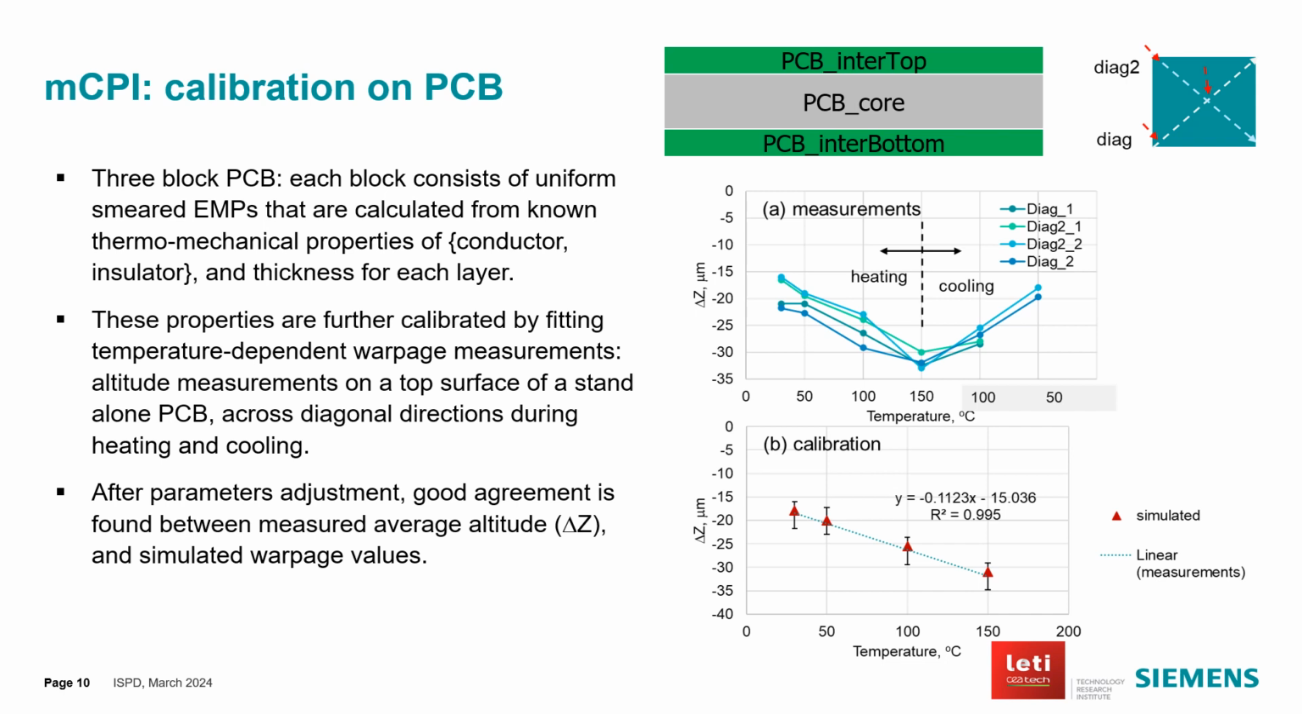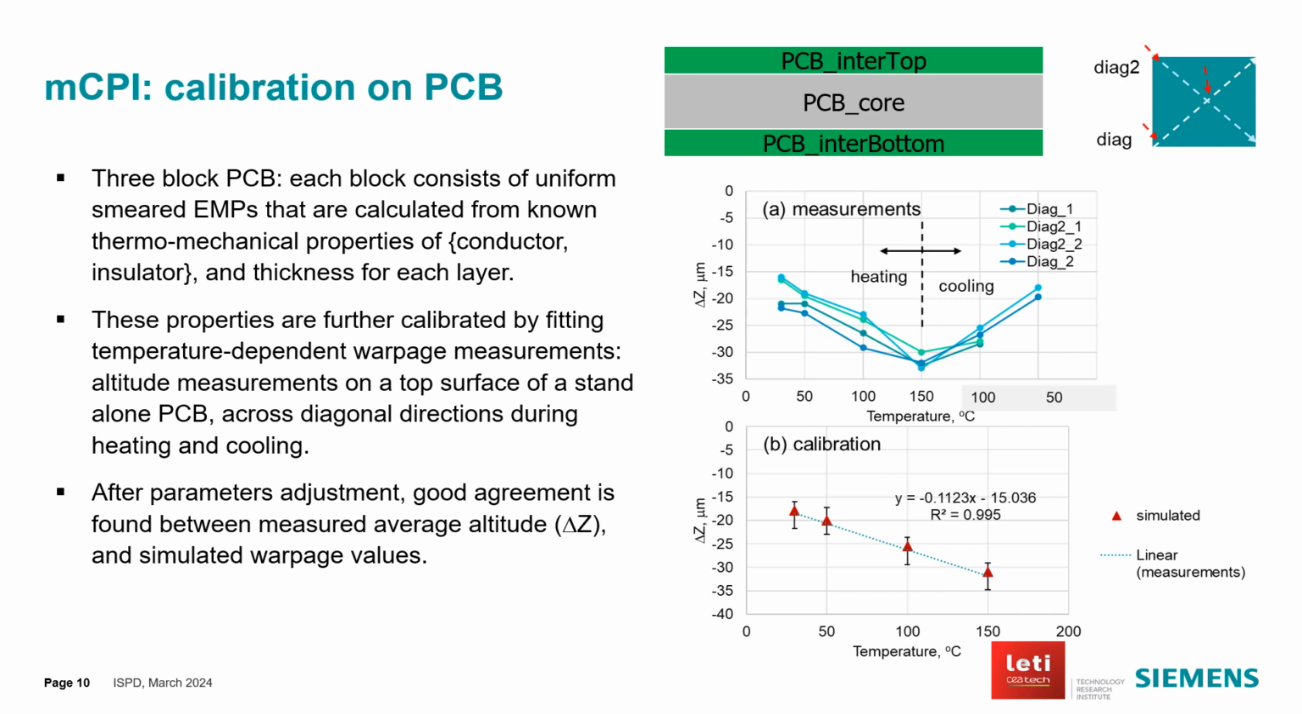We start with standalone PCB. The PCB is modeled as 3-block structure. For each block, the tool extracts uniform smeared effective properties, or EMP. The properties of PCB are further refined by calibrating against warpage measurements. Figure A summarizes a measured warpage value delta Z that is defined as the height difference between center and edge locations along the 2 diagonal directions.